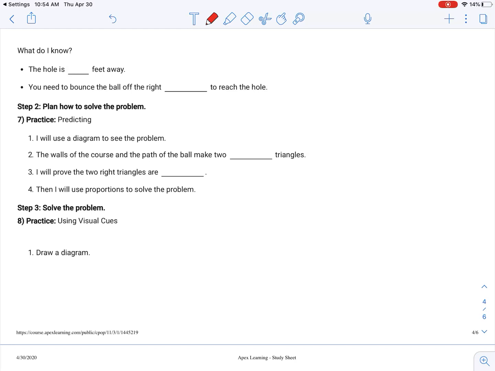I see the picture here. Let me just draw the picture on here. The picture that you should draw for this miniature golf problem looks like this.